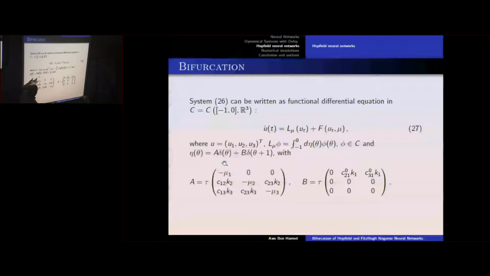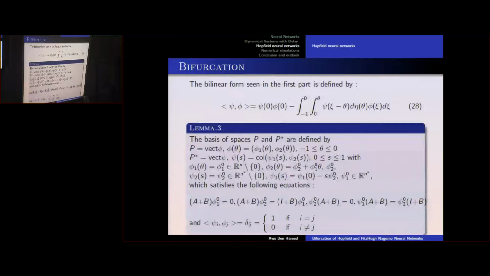Theta is defined by this expression, A plus B, where A is a matrix and B is a matrix. It contains only the bifurcation parameters C210 and C310. Now we define the bilinear form, which is given in the second part. It is given by this expression with an integral, and we have the bases P and P star, which decompose the eigenspace of our operator. So we have P and P star defined like this.